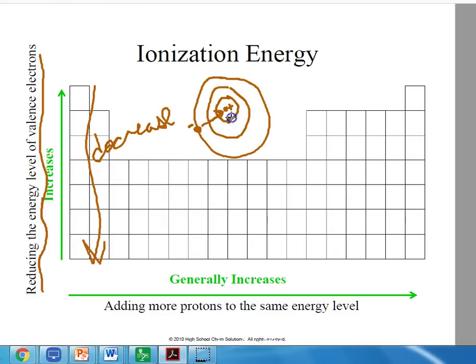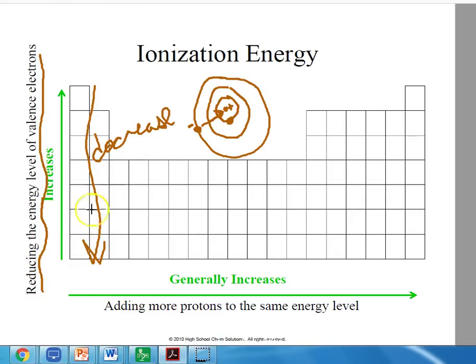But if an electron is in here, close to the nucleus, then it's going to take more energy to remove it. So as we go up the periodic table and the atoms get smaller, it's going to take more energy. Down the periodic table, as they get larger, it's going to take less energy to remove those electrons.